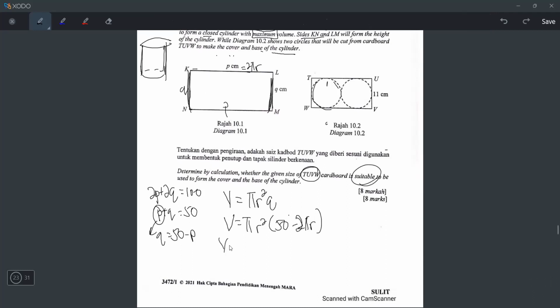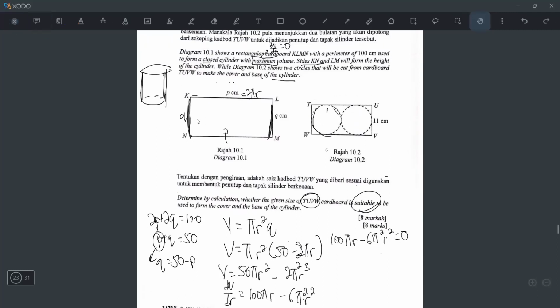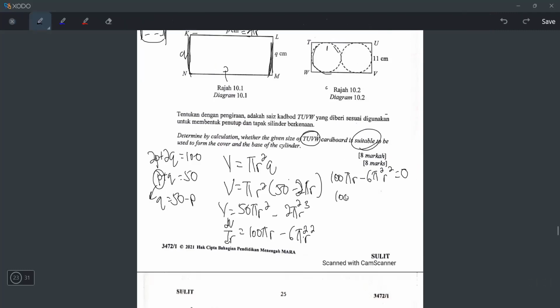So V equals, multiplying in, 50πr² minus 2π times πr³, so π times π is π², and r times r² is r³. Now I can find dV/dr. dV/dr equals 100πr minus 6π²r², and take this whole thing equal to 0. Why do you take this equal to 0? Because maximum. Now you get 100πr equals 6π²r², with the negative moved over to become positive, and now I can find r. How to find r? Let's see. Okay, π and π.